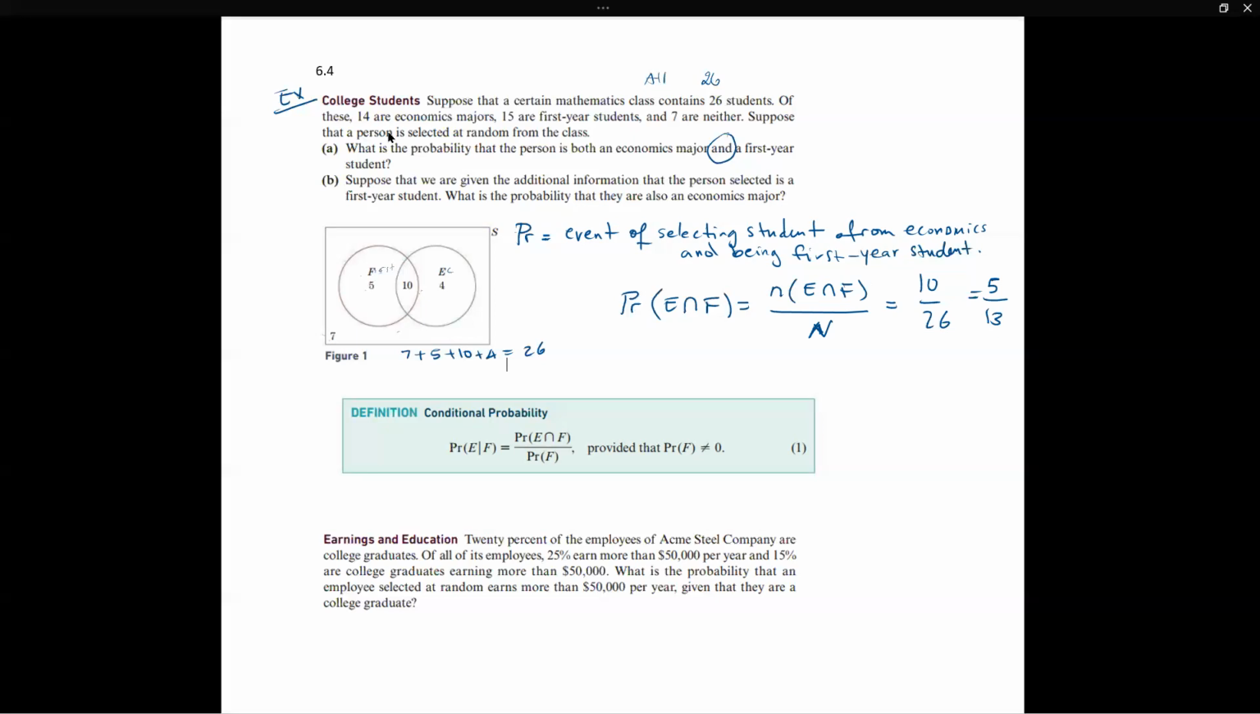If we know that, then the possible outcomes of the experiment are restricted. They must belong to F, of course. Given that information, we must alter the sample space to the first year students. Since each of the 15 first year students is equally likely to be selected, and since 10 out of the 15 first year students are economics majors, the probability of choosing an economics major under these conditions is equal to 10 out of 15, right?